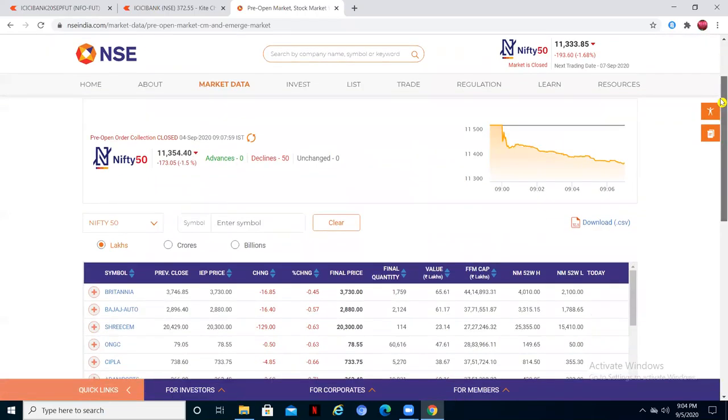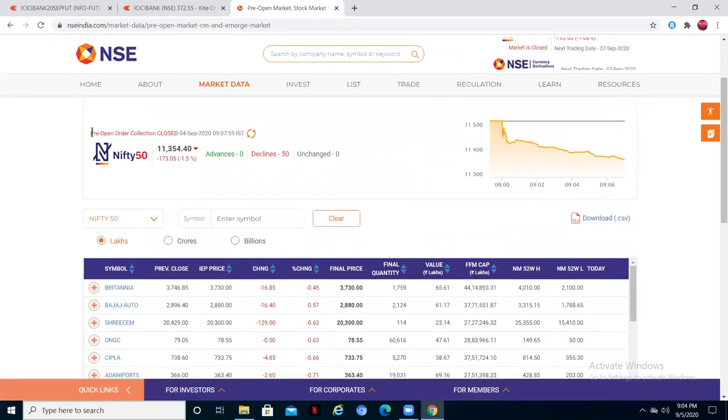So here, after opening the pre-open market, we will be checking the pre-open order collection closed. Then the first step is to check the advances and the declines. Here you can see advances are 0, declines are 50. So clearly the declines are more than the advances.